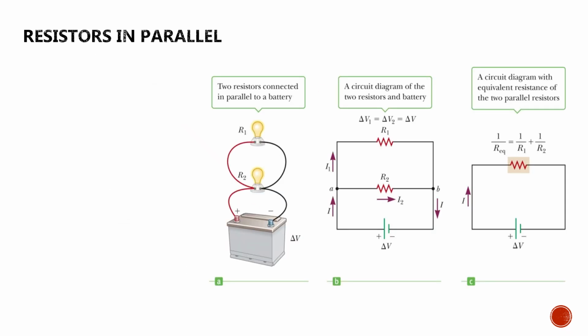Resistors are connected side by side across the same 2 points. It's like the two bulbs here, so they are in parallel. Okay, so they're connected in parallel to a battery, for example. This is the corresponding circuit diagram shown here.